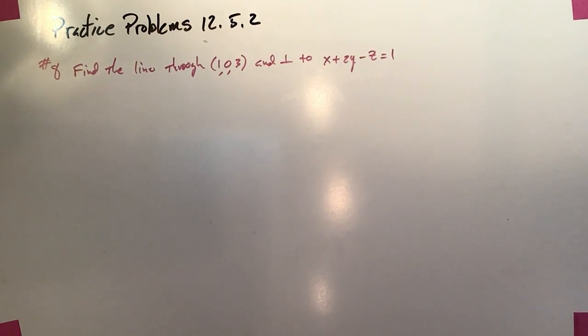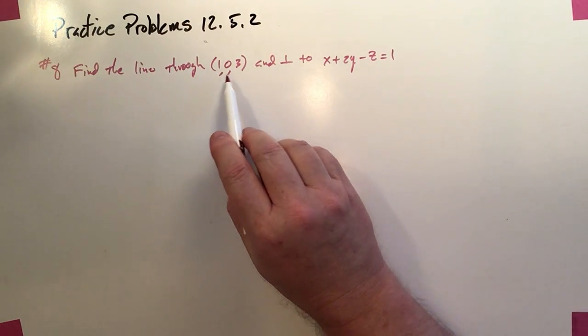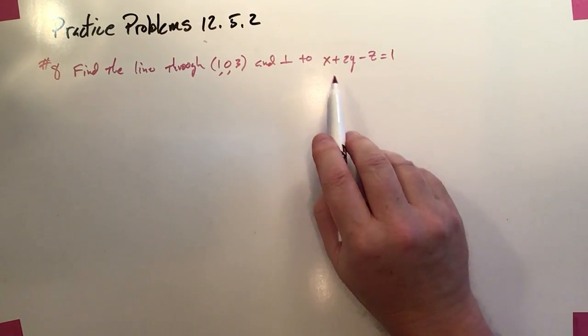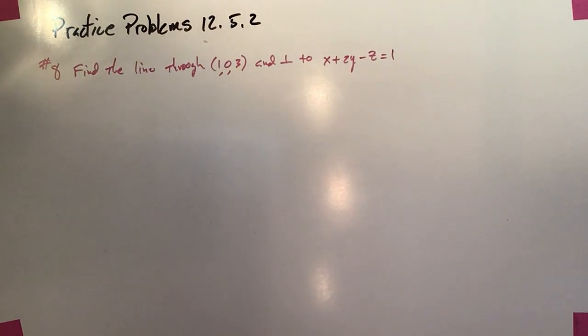These are practice problems from section 12.5.2, which covers three-dimensional lines. The first practice problem is number 8. We want to find the equation of the line through the point 1, 0, 3, and perpendicular to this plane, x plus 2y minus z equals 1.